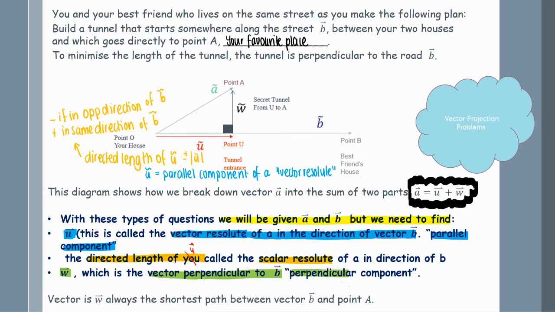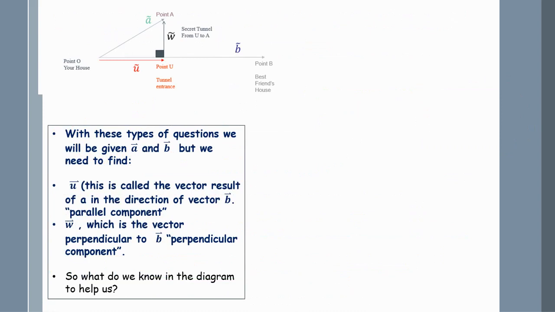We're also asked to find W, and this is the vector perpendicular to B, or our tunnel, and it's the perpendicular component of A in our breakdown of A into two parts, U plus W. That vector W will always be the shortest path between your line or your vector B and the point A. And that is because W is perpendicular to that vector B. Okay, so what will actually help us in the diagram to be able to figure out what vector U is, what vector W is, and what is the length of vector U and its direction.